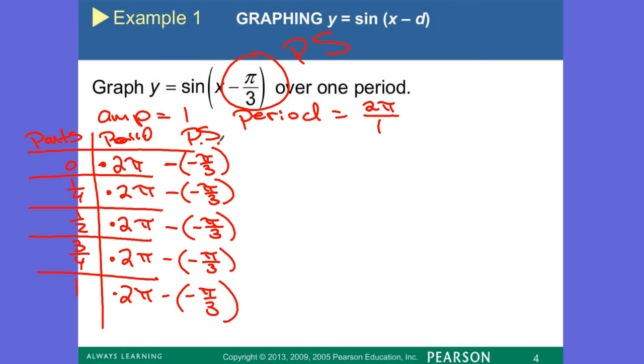Okay, so now let's look at our numbers. So 0 times pi over 2 is 0. Minus this gives me a plus, right? Pi over 3. So it is 0, so that means that is my start of my graph. Okay? So now, 1/4 times 2 pi. It's 2 pi over 4, or it's just pi over 2, right?